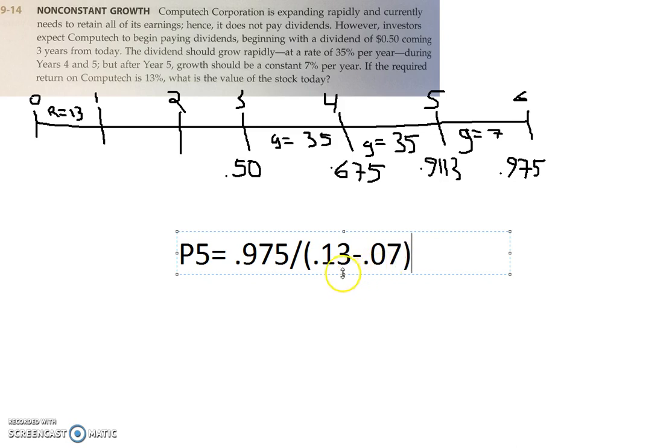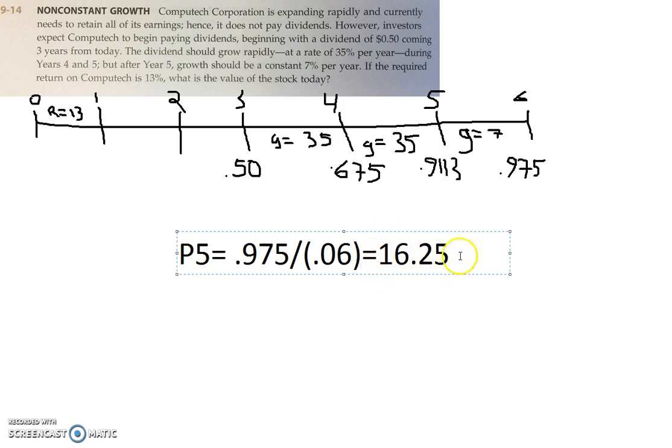All right, from there we're just going to simplify and solve. So 0.13 minus 0.07, that's going to come out to 0.06. So the 97.5 cent dividend divided by 0.06. Well, that's going to give us a price of $16.25.